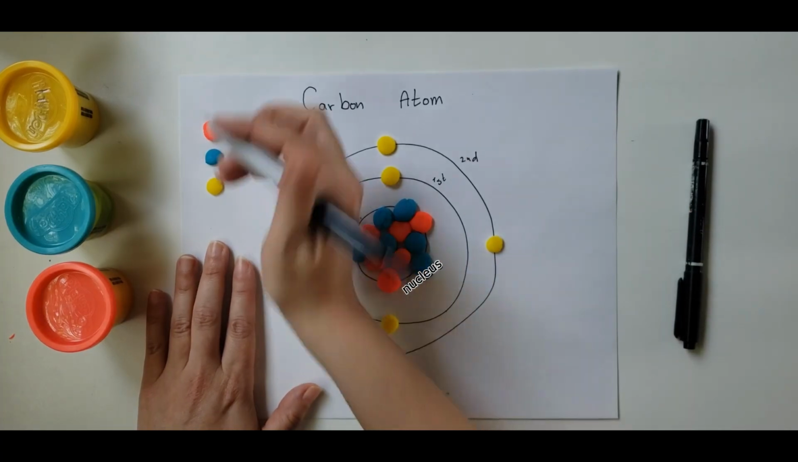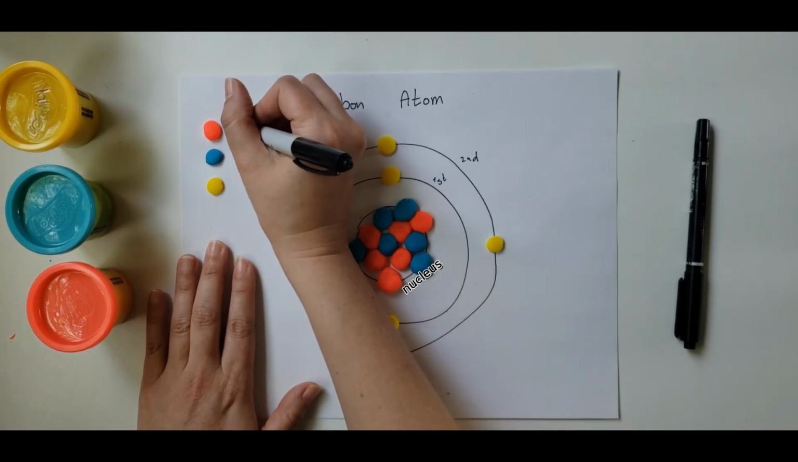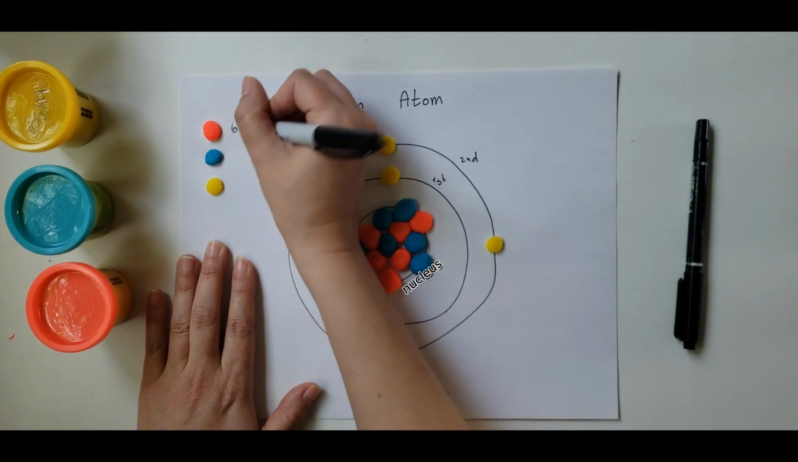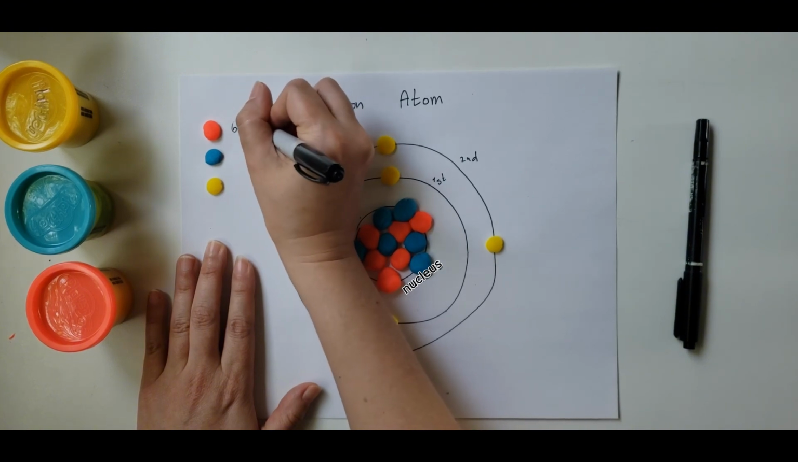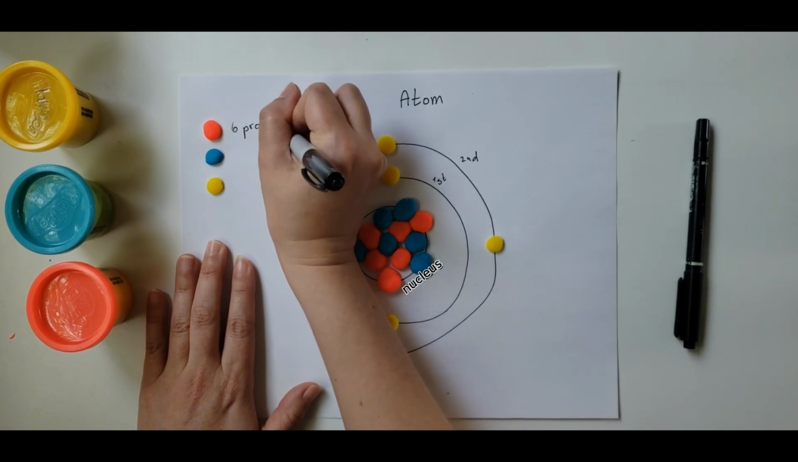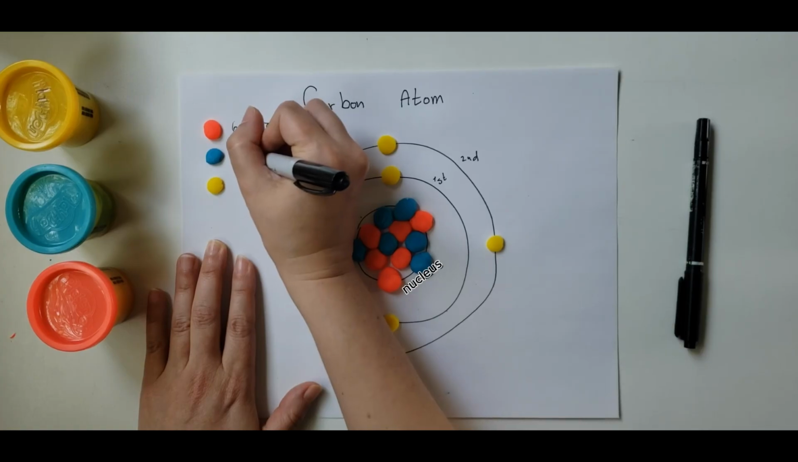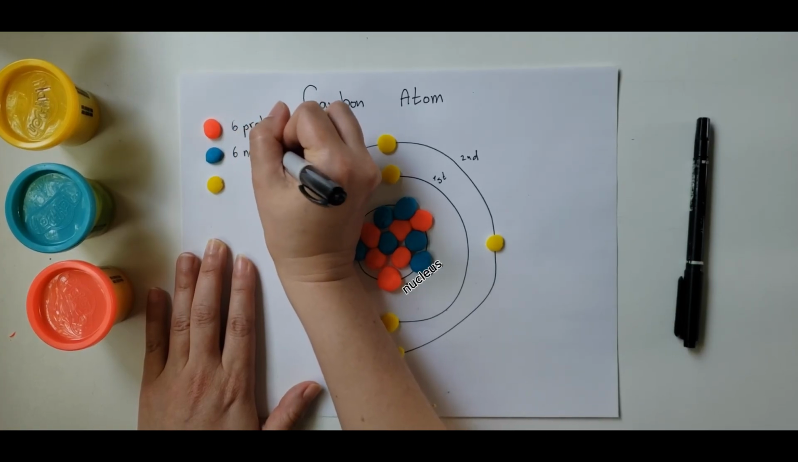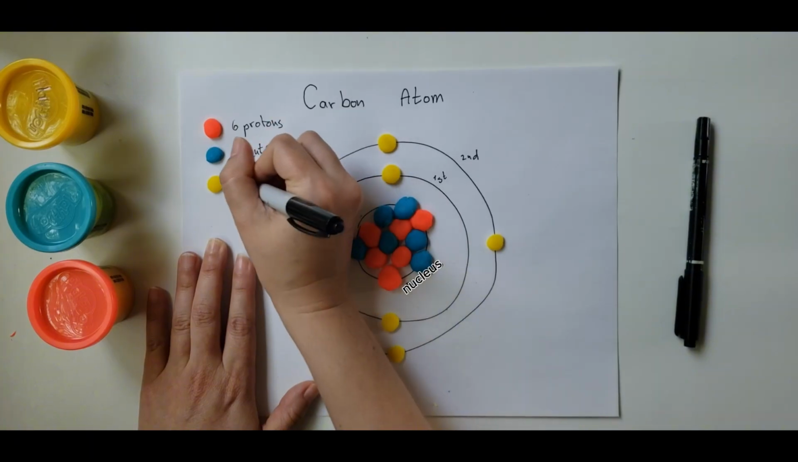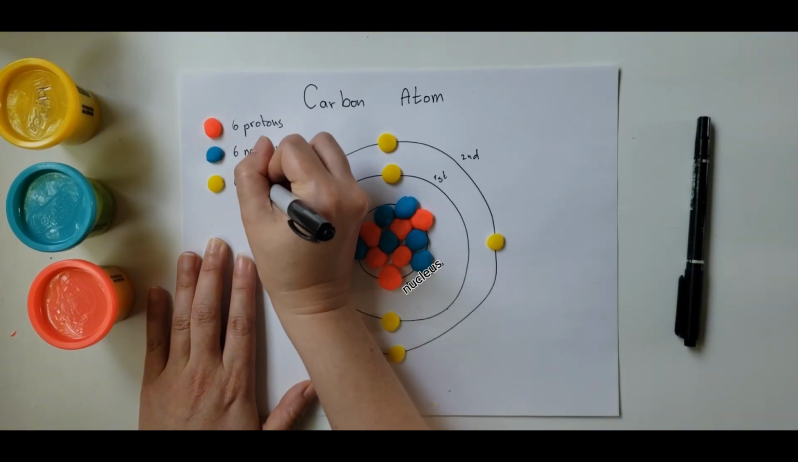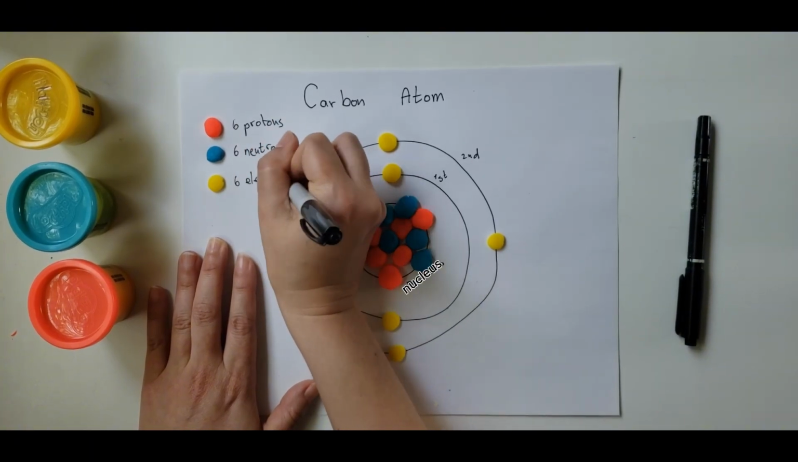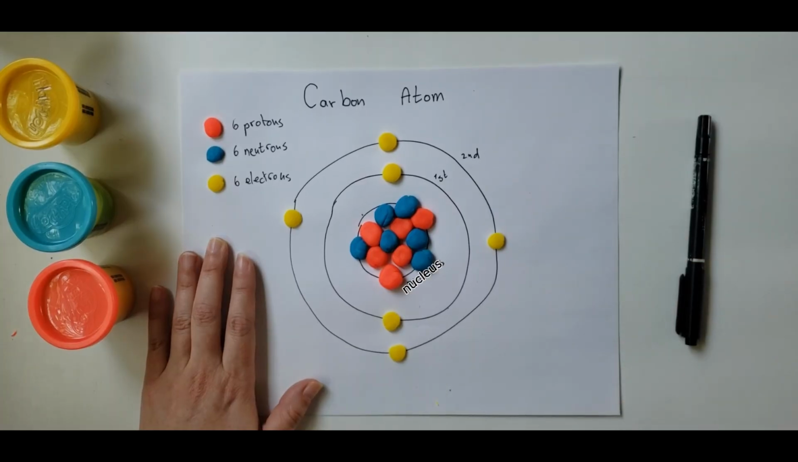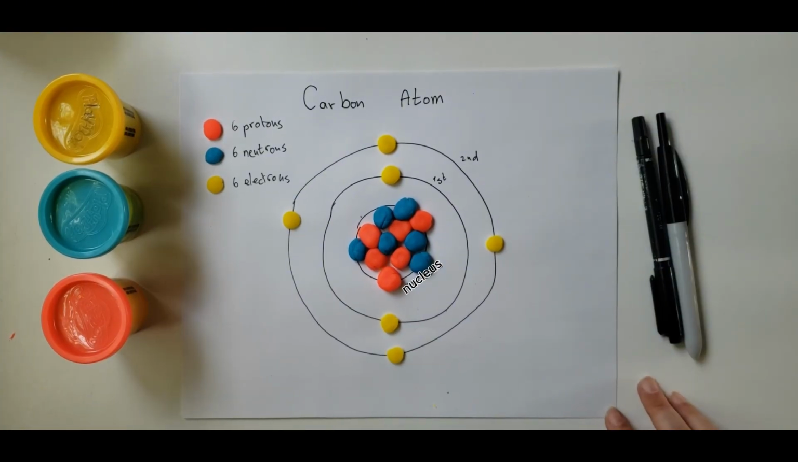Let's add the legend text to explain what each color means. Next to the orange, I will write 6 protons. Next to the blue, I will write 6 neutrons. Next to the yellow, I will write 6 electrons. This is our carbon atom.